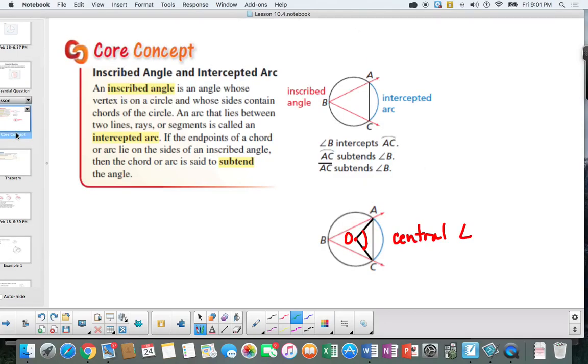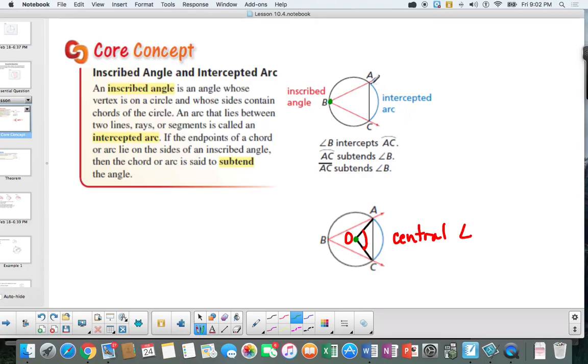Let's start with a new vocabulary word, inscribed angle. And here's an inscribed angle. It is formed by two chords. And notice, very important, the vertex is actually on the circle. Now, this is in contrast to a central angle, where the vertex is at the center. So you can see the difference between inscribed and central angle.